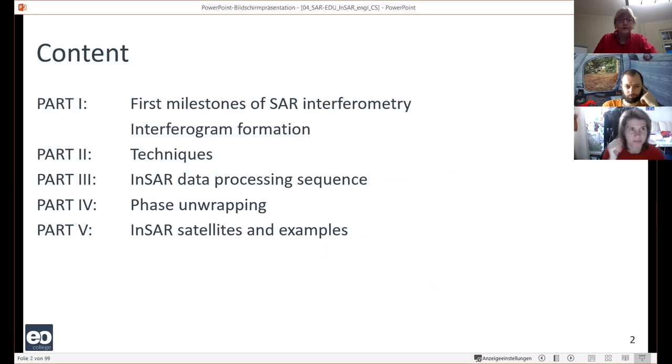Okay, so Michael Eineder's lecture is built up on some milestones and the interferometer formation techniques, and then he goes into details on the InSAR data processing sequence and phase unwrapping, and this is very technical information. It is needed if you want to develop your own processing sequence, because in the open software as well as in any commercial software, these details are already included in very nice and user-friendly programs. But anyways, it's really important technical background, but again, not so important for the applications. Good.